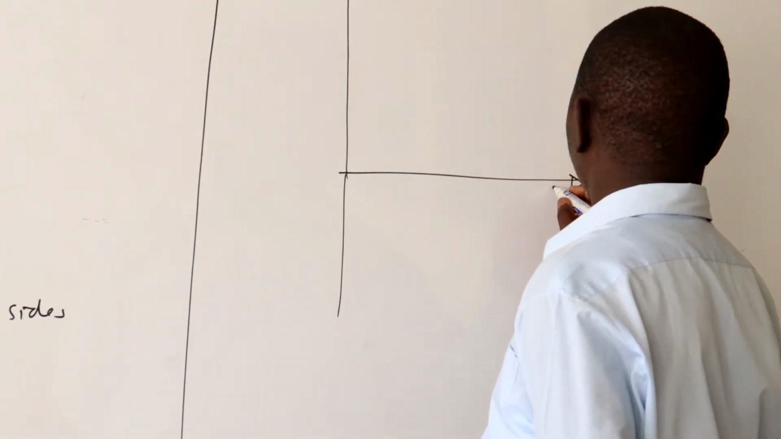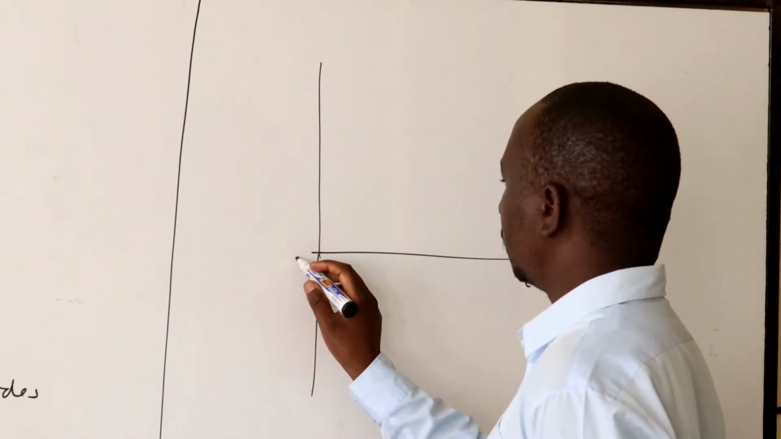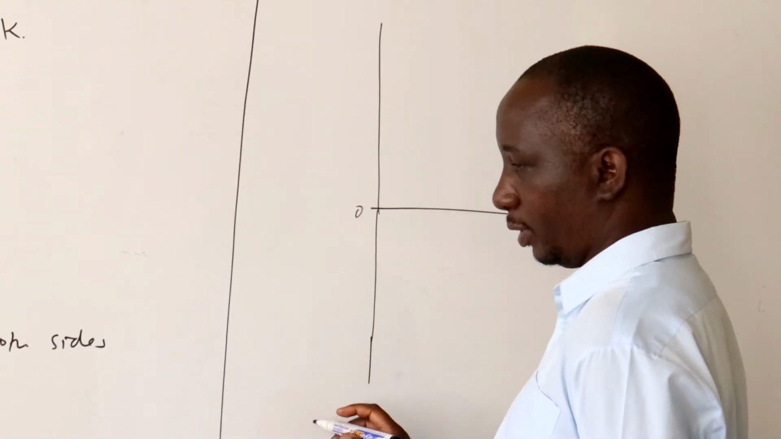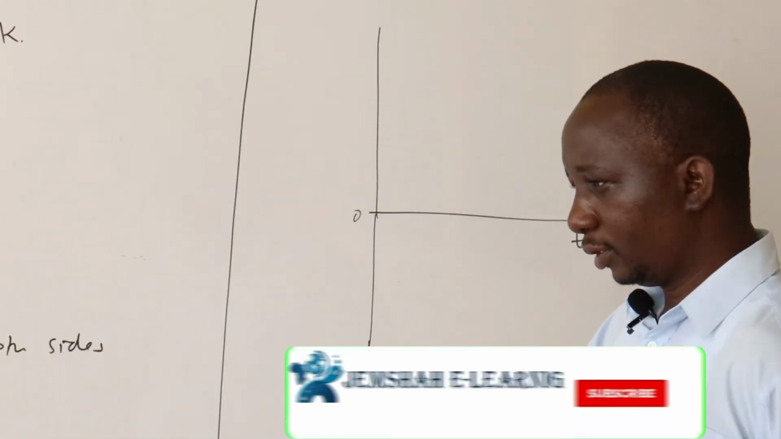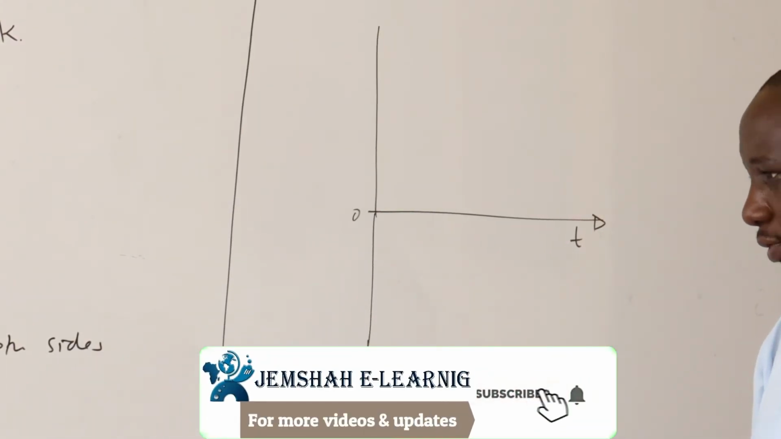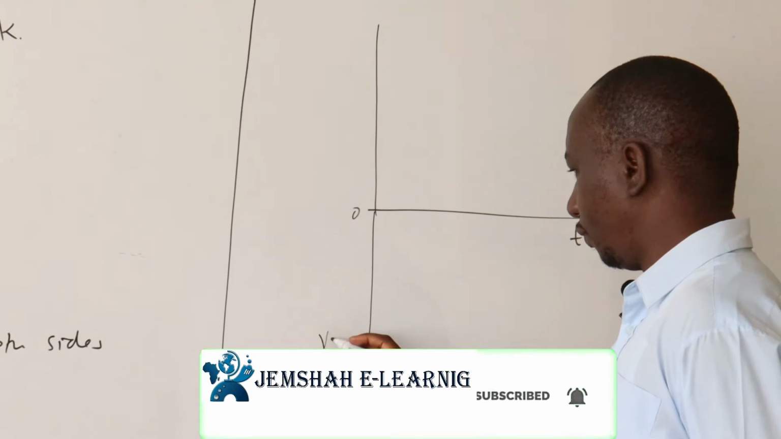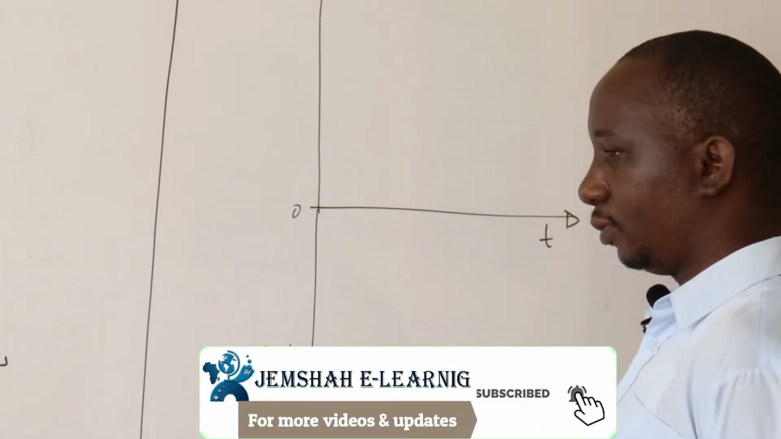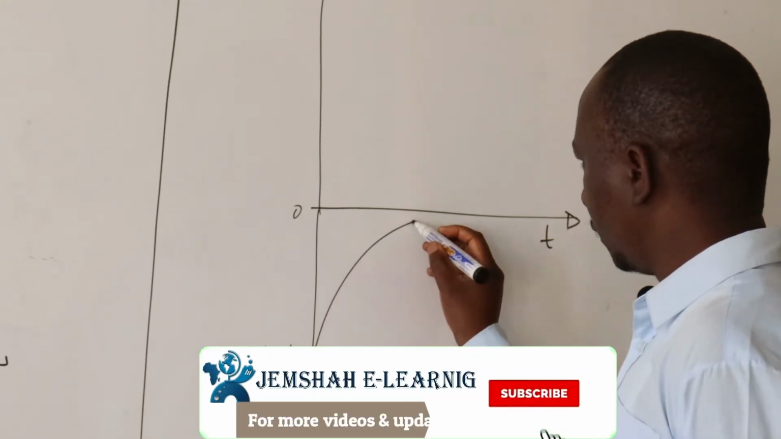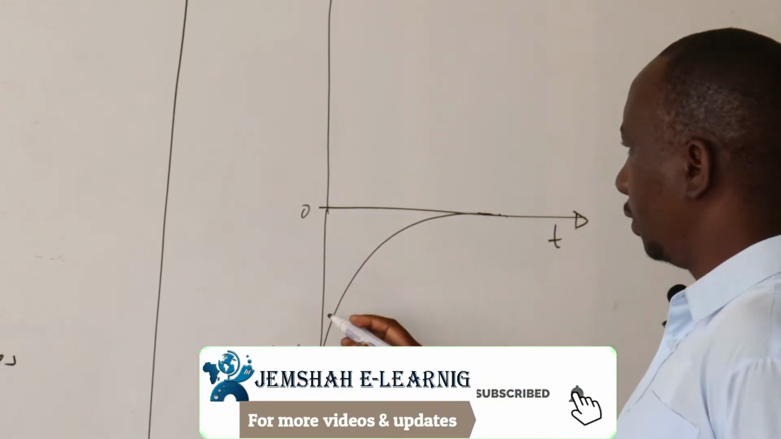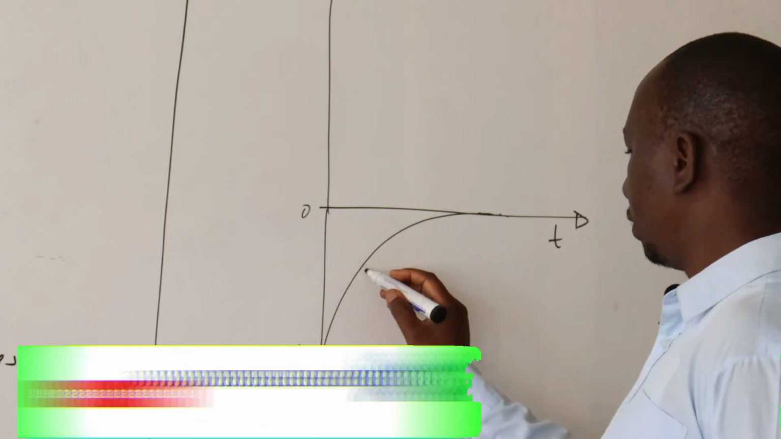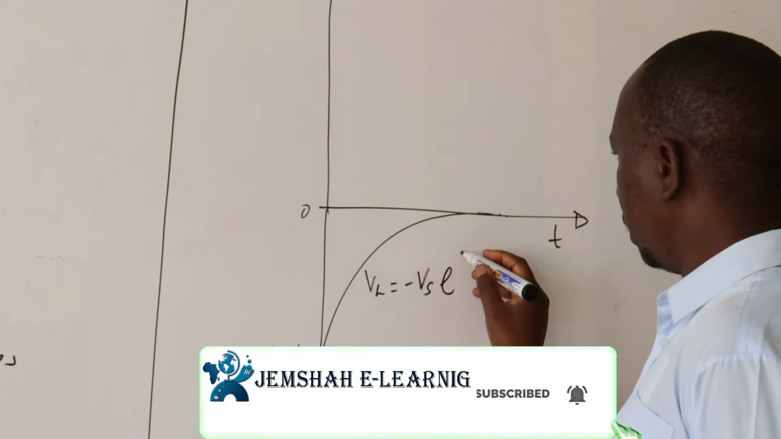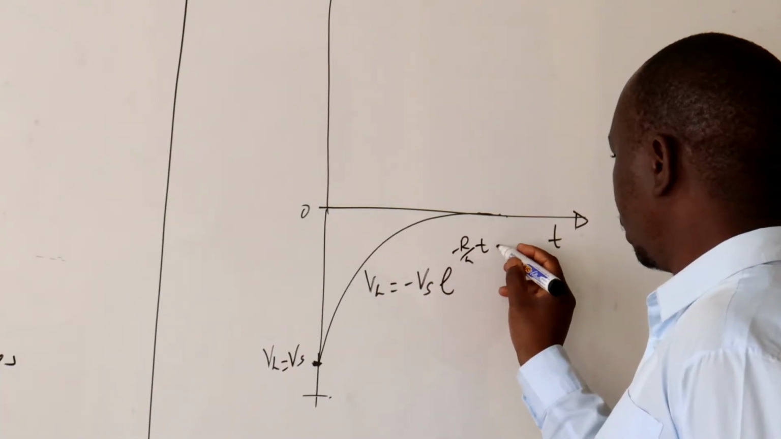This is t, this is 0, this is V_R, it's a minus. When t is 0, then VL is supposed to be minus VS. When t is infinity, it will be 0. So VL is also minus VS times e^(−R/L t).